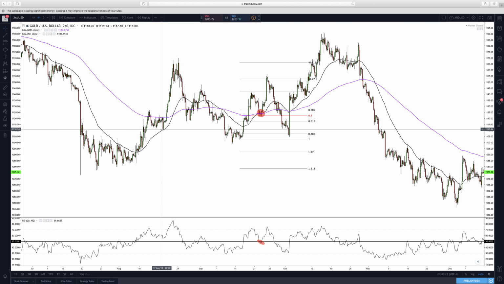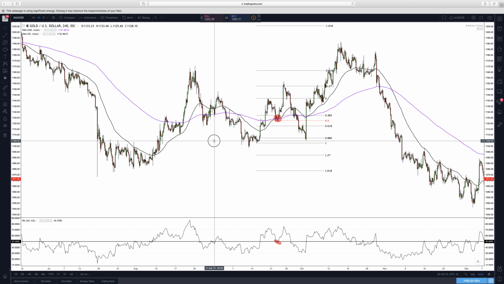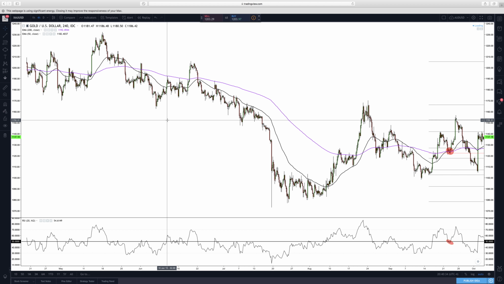Usually whenever you see price really shoot up like that aggressively, it may tend to want to come back down aggressively as well. So watch for that. Now let's see here. Let's go look at a nicer trend here.